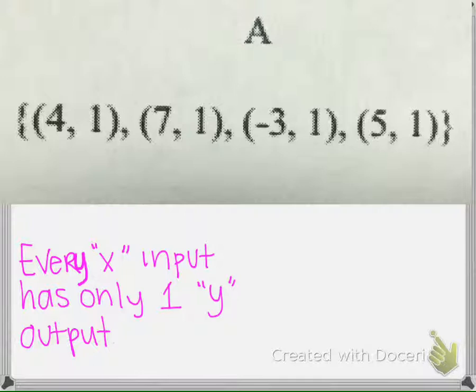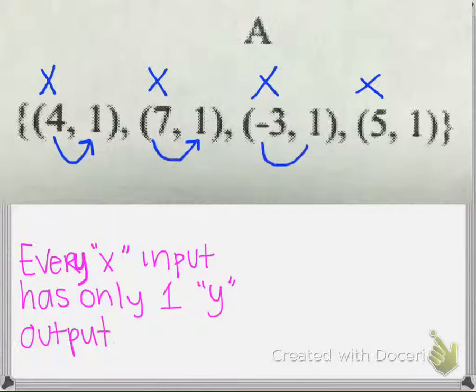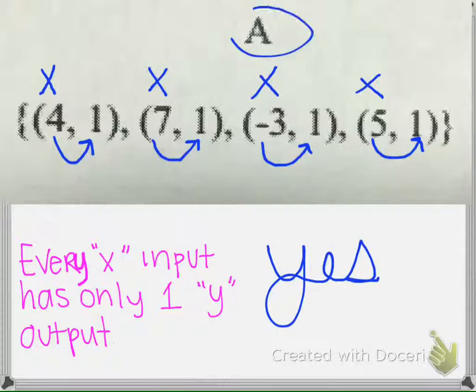If we take a look at example A, if we examine the x values, so that's the first number in an ordered pair, every x can only have one y value. When x is 4, it only has one y. When x is 7, it only has one y. When x is -3, it only has one y. And when x is 5, it only has one y. So this would be yes, it is a function, because every x has only one y.